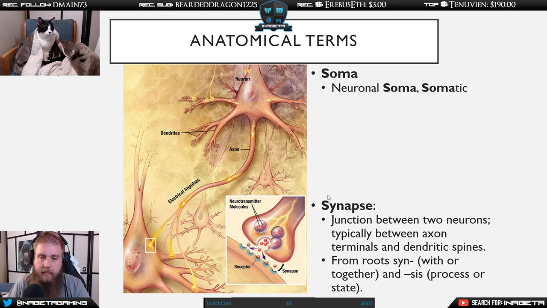Also, synapse just means a junction between two neurons, or a junction in general, okay? Typically between axon terminals and dendritic spines, but as we've talked about, it can be between axon terminals and pretty much any other place on any other neuron, or it can be a junction with a glial cell. It can be a junction with a lot of different places. But usually when we're talking about a synapse, it's between the axon terminal and the dendritic spines. And it comes from the roots syn, with or together, and then sis, process or state. So the process of being together. Together, you get synapsis, right? Kind of like that.